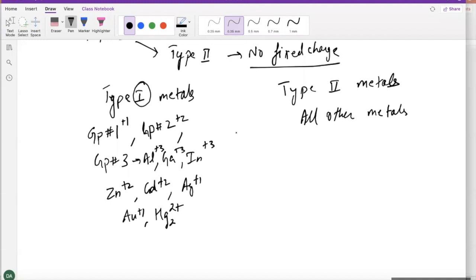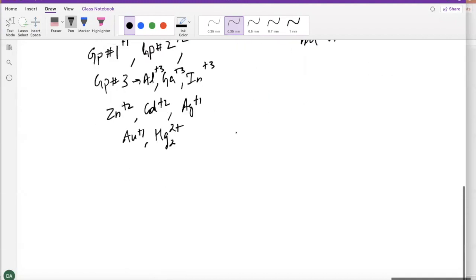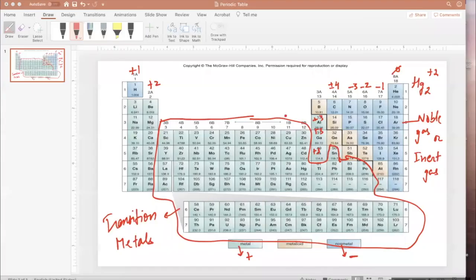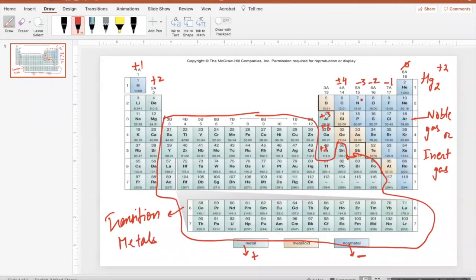Okay. All right, now guys, for non-metals, we do not have any type. Non-metals, all of them are fixed charge, meaning I can look at the periodic table and predict the charge. So I can look at the periodic table and ask myself, nitrogen is going to be what charge? It's going to be -3.